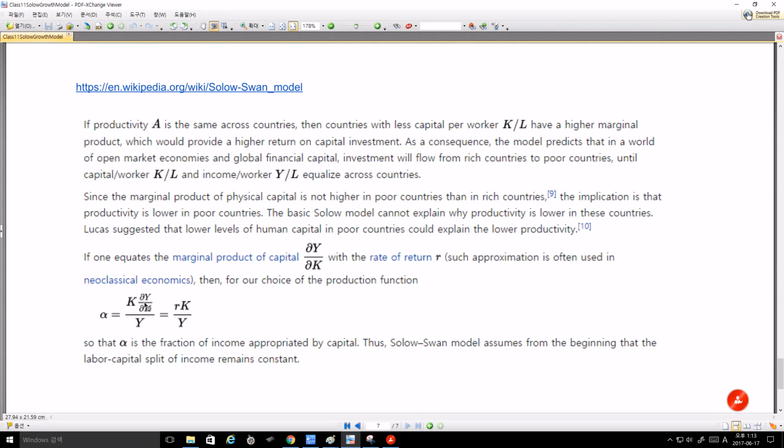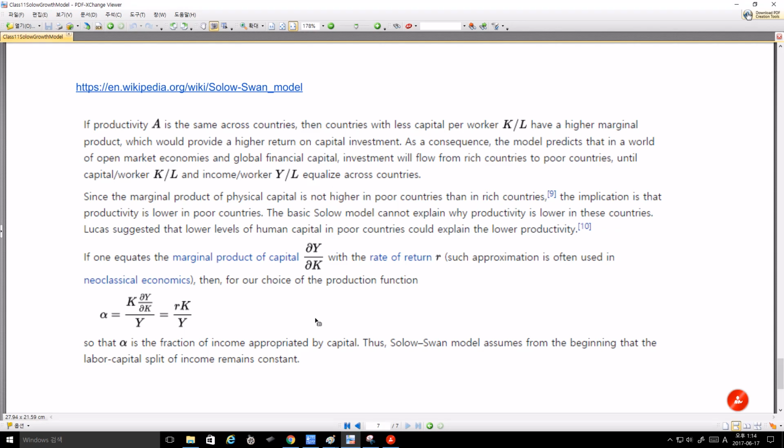Then for our choice of production function, alpha Y over K, the partial derivative of Y with respect to K, which is the marginal product of capital, in equilibrium is the same as the rate of return r, so rK over Y. And we know this should be the same as alpha in equilibrium, right? So alpha is the fraction of income appropriated by capital. In the economy, 1 minus alpha goes to people, and alpha goes to capital, or the capitalist. Thus, the Solow-Swan model assumes from the beginning that the labor-capital split of income remains constant. So, in equilibrium, capital and labor have the same fraction.